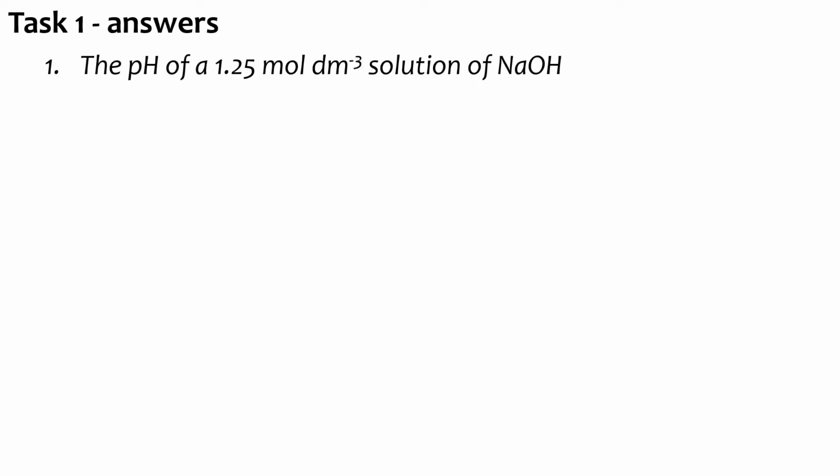So answers for task 1 then. First question was asking you to calculate the pH of a solution of sodium hydroxide with a concentration of 1.25 mole per decimeter cubed. So as before, we've got sodium hydroxide, which is strong and monobasic, so the concentration of NaOH is going to be the same as the concentration of OH minus. It's the first thing you need to think about.